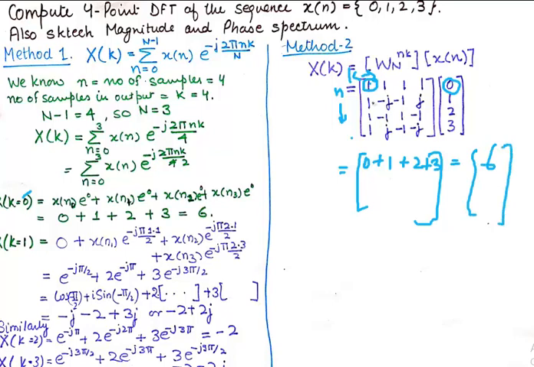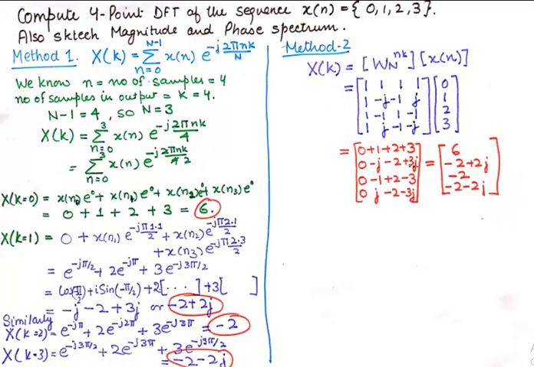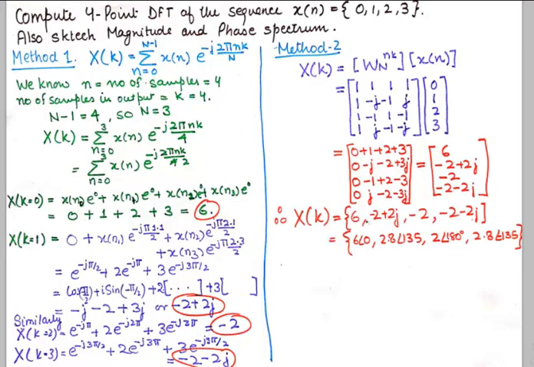Similarly, if you do the second row with the first column, you'll get minus 2 plus 2j, and multiplying and adding, you'll get minus 2 and minus 2 minus 2j. So all the elements are going to be the same, like this. Once you've gotten x of k, you can write down the values of x of k. You will get 4 values of x of k, because the number of samples in the discrete time domain signal is also 4, so you get 4 here also.